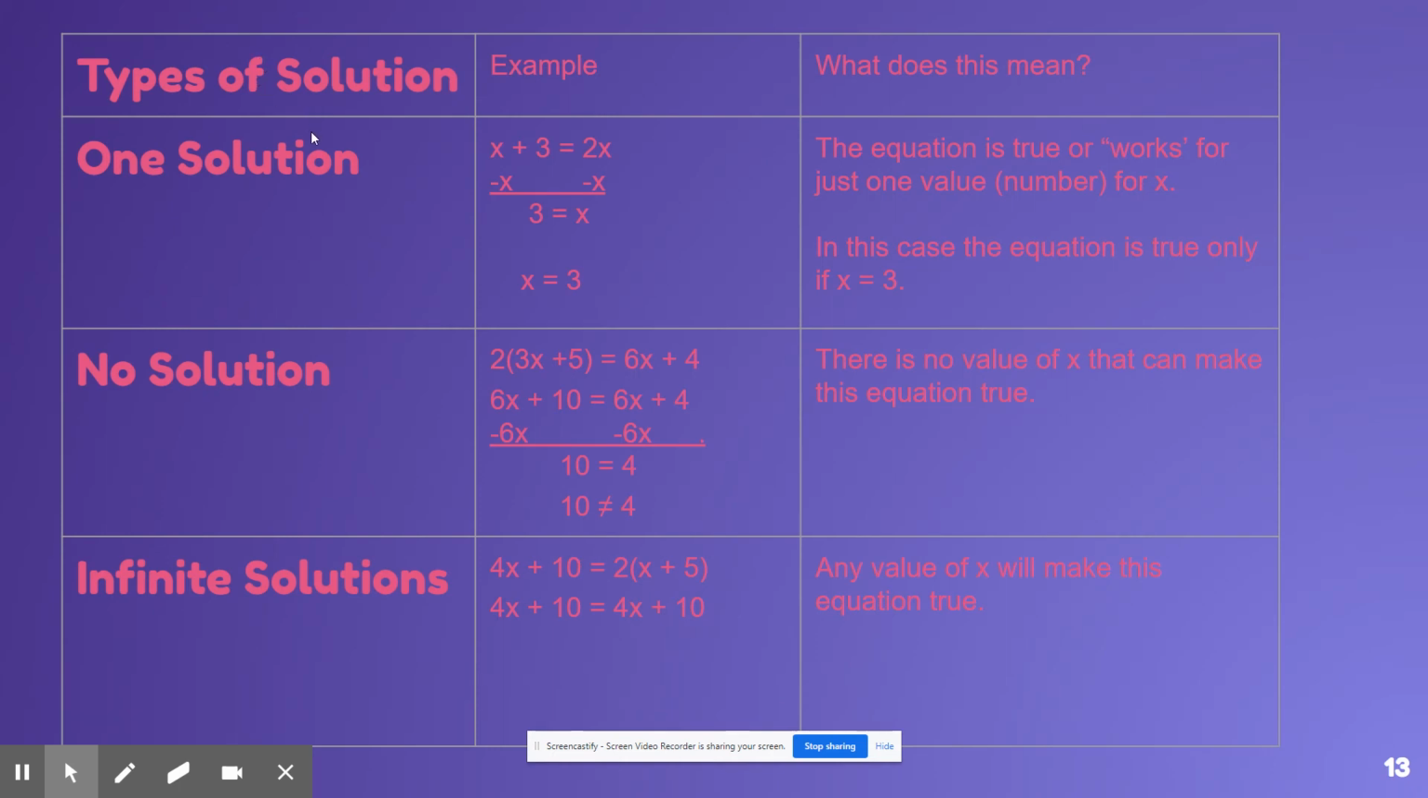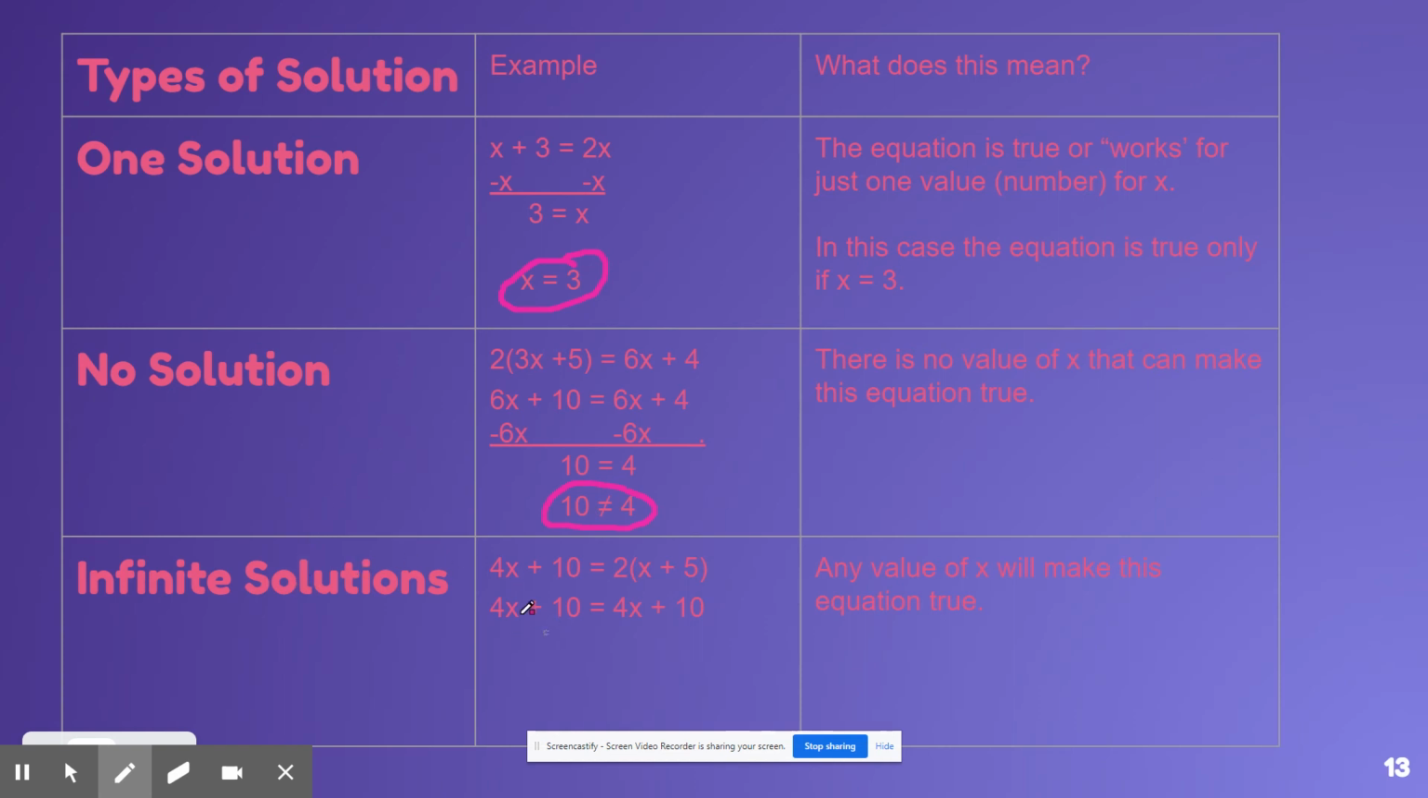Now we're at types of solutions. One solution is always going to come out to where it's x equals a number or r equals a number or whatever. For no solution, it's going to end up being where the variables disappear and you're going to get the wrong answer, like 10 does not equal 4. And when that happens, that's called no solution.